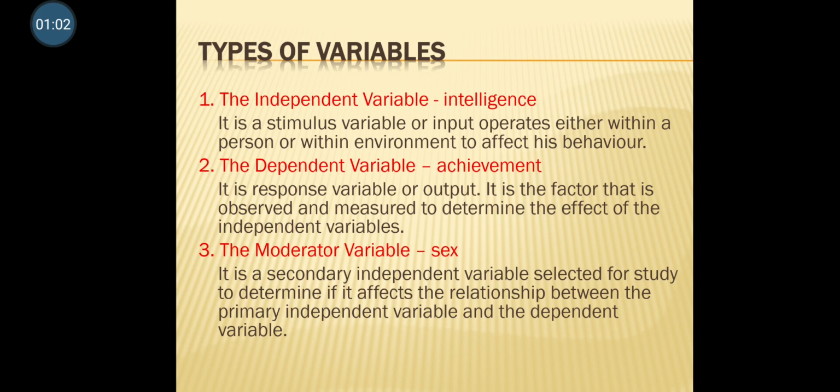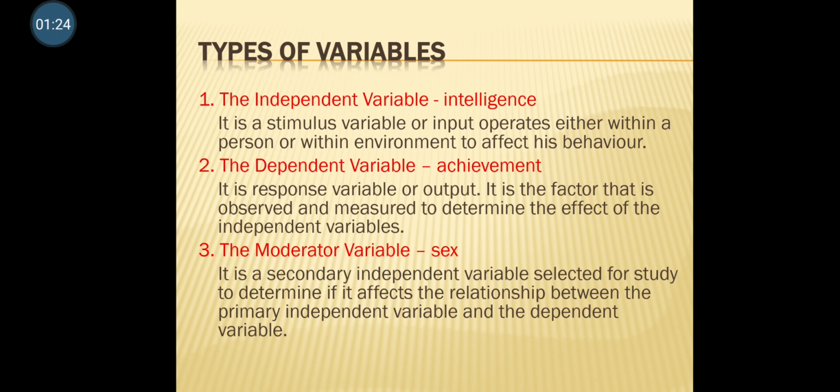First one is independent variable. So independent variable is a stimulus variable or it is an input variable that operates on a person and it affects his behavior. For example, we can say intelligence is an independent variable.